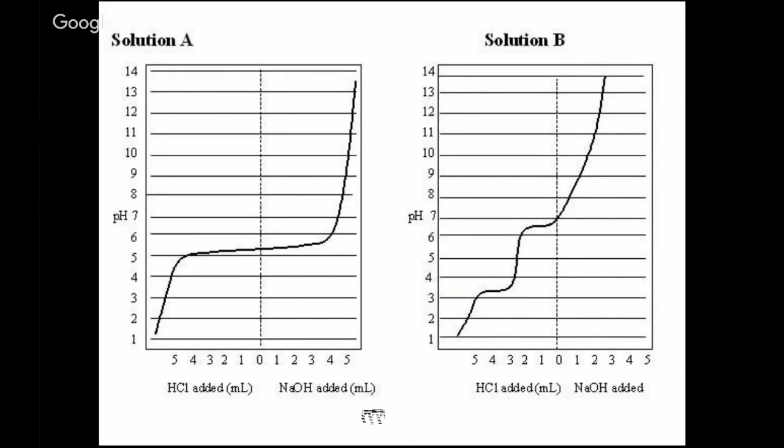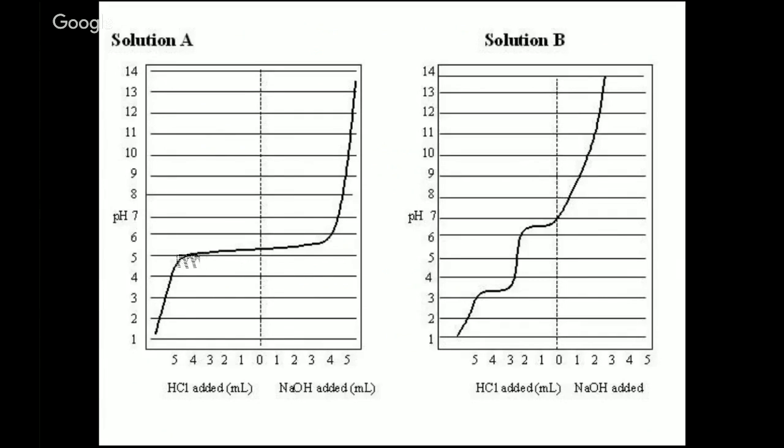So let's take a look at these two graphs and see what's going on in terms of capacity. This is what your graphs are going to look like. This is called a titration curve. So this group started with a solution that had a pH of about 5.5-ish, and they began to add acid to it. So 1 mil, 2 mil, 3 mil, and so forth.